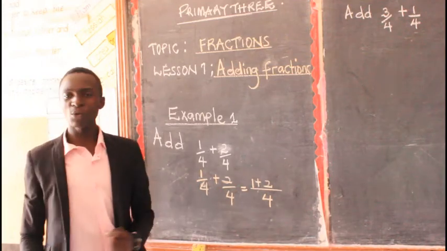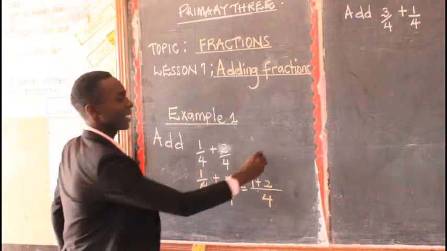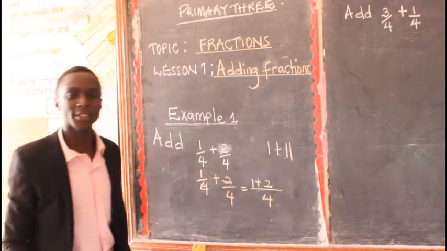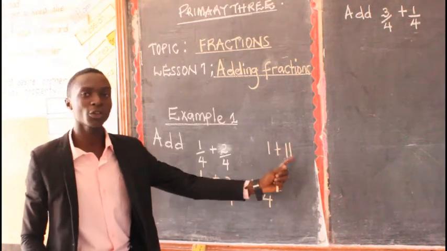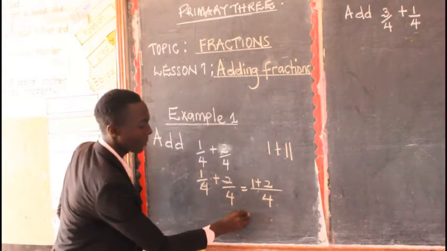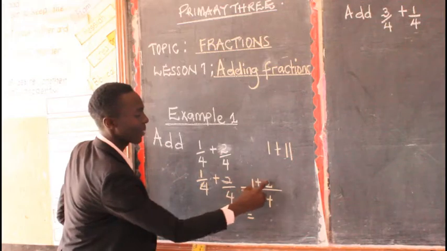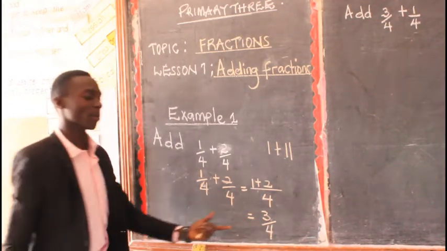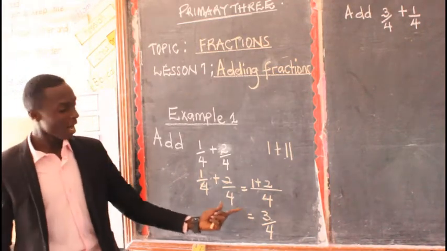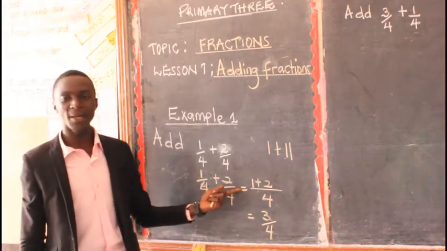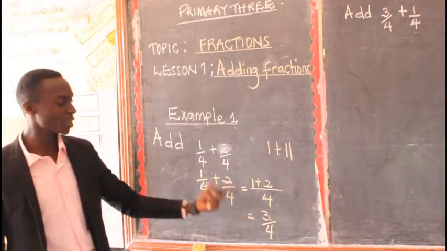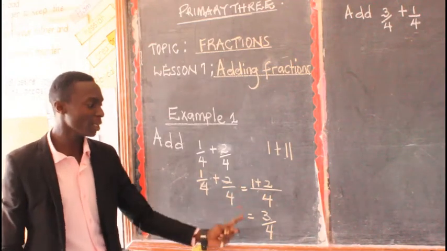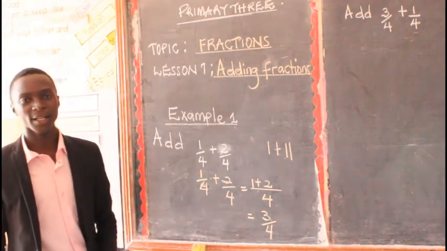When you add 1 plus 2, what do you get? 1, 2, 3. So here you say my answer is equal to 1 plus 2, you get 3 out of 4. So that becomes our answer. You remember, our equal sign should be in the same line. And in mathematics, we don't put 2 equal signs in one sentence. So equal signs should be in one line. That's how we do the working.